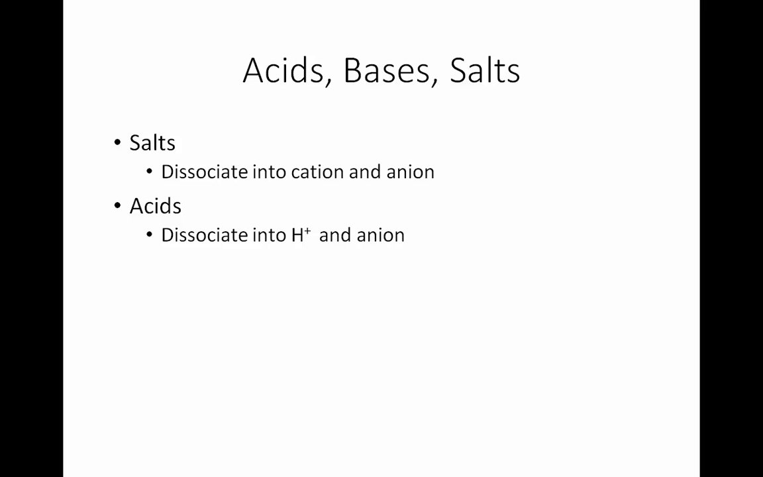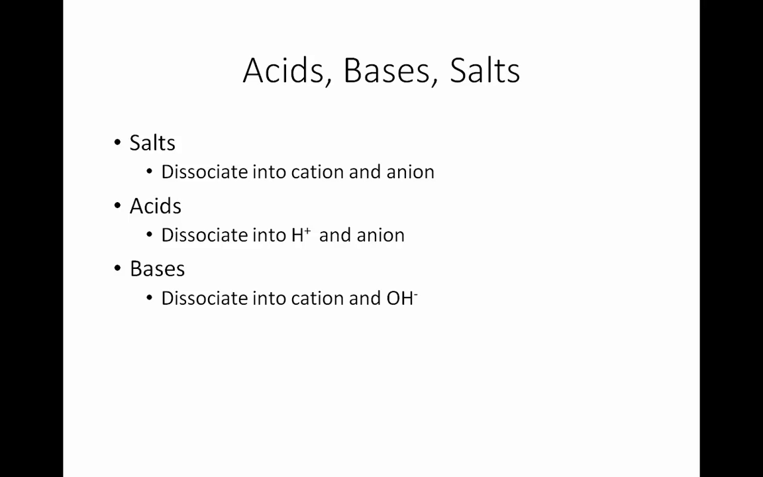Now, as we look at acids, bases, and salts, remember, these are all ionically bonded materials, and when you put ionically bonded materials in water, they dissociate. So salts dissociate into a cation and an anion. Acids dissociate into a hydrogen ion, in other words, a special cation, and an anion. And bases dissociate into a cation and a special anion called a hydroxyl group.